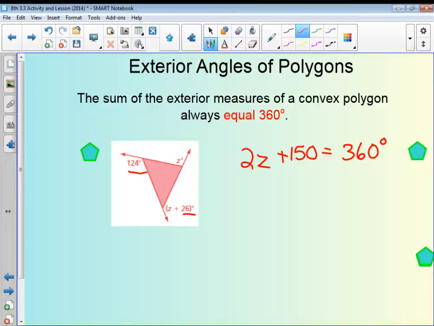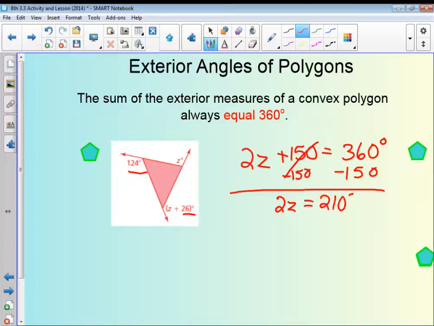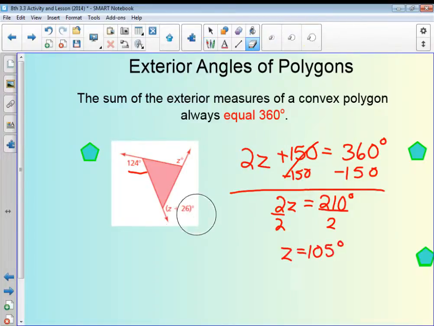Okay, so now we're going to work it like a two-step equation. So minus 150, minus 150. That's going to give me 210. So I have two Z's equal 210 degrees. Now we'll divide by 2. And when I do that, I get 105. So Z equals 105.